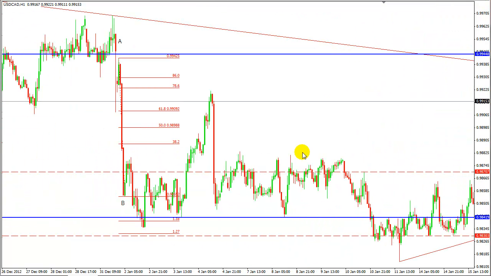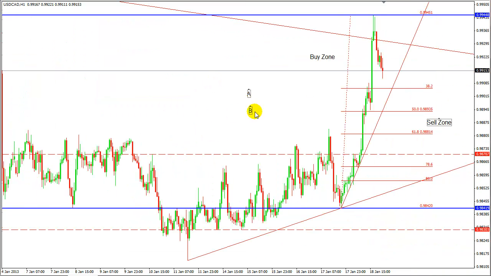Zoom back out because I want my ABs. Let's grab these two ABs. So A and B. There's your AB swing. Okay. So buy zone and sell zone. So if we move into this area here, we're into the sell zone, which means we're going to make a move towards this main uptrend line. Once again, something you can watch.